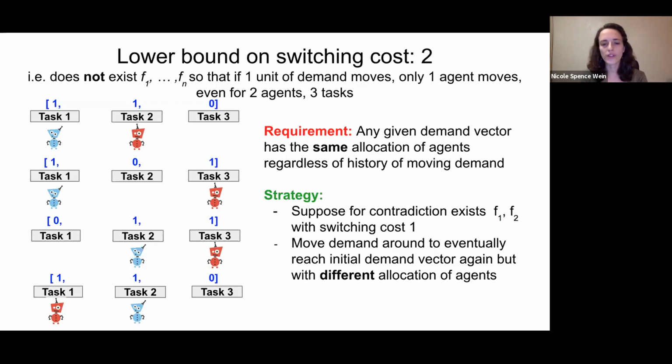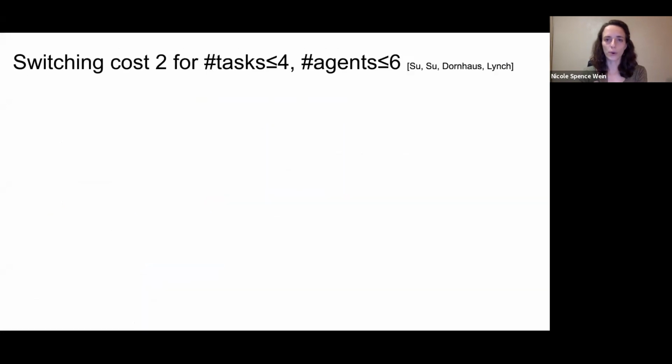Okay, so these are the simple upper and lower bounds observed by the initial paper on this problem. And that initial paper also has one more result, which says that, okay, we know that you can't achieve switching cost 1, but can you achieve switching cost 2? And what they show is that indeed you can achieve switching cost 2 if your number of tasks is at most 4 and your number of agents is at most 6.